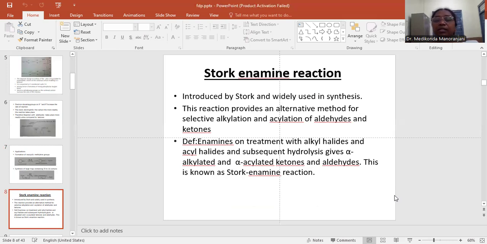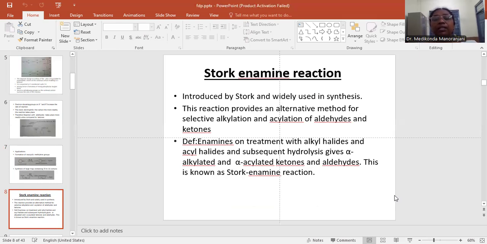The next reaction we can see is the Stork enamine reaction. It was introduced by a scientist called Stork, and it is widely used in synthesis. This reaction provides an alternative method for selective alkylation and acylation of aldehydes and ketones.